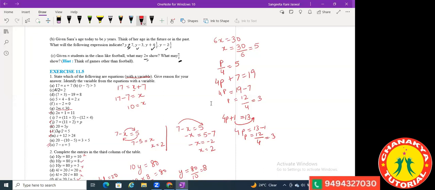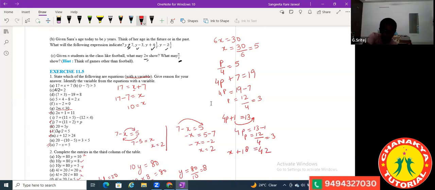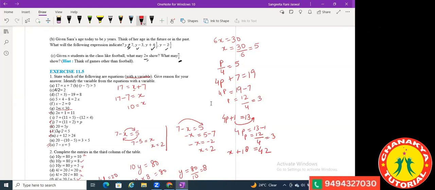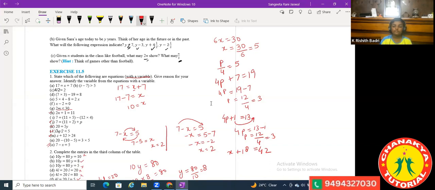Okay, one more now. x plus 18 is equal to 42. Find this. What is x here? Ma'am, 24. x is 24. Yes, ma'am, 24. Okay, good.